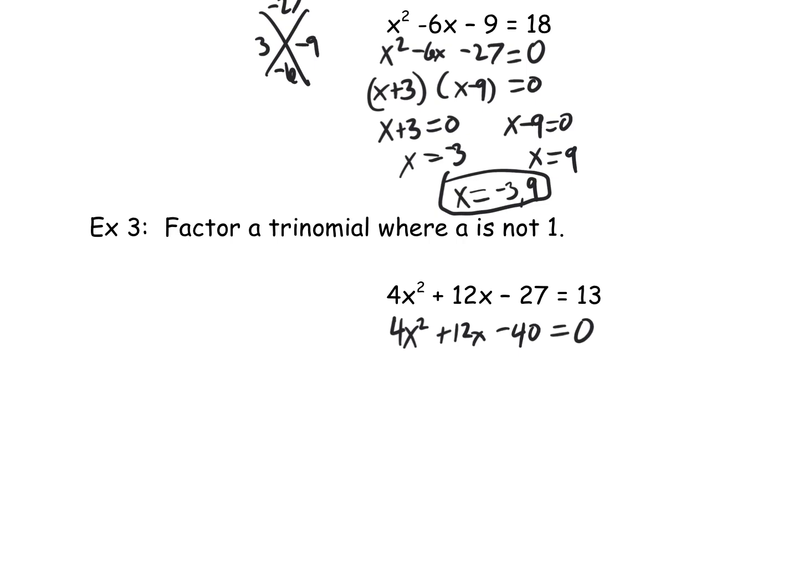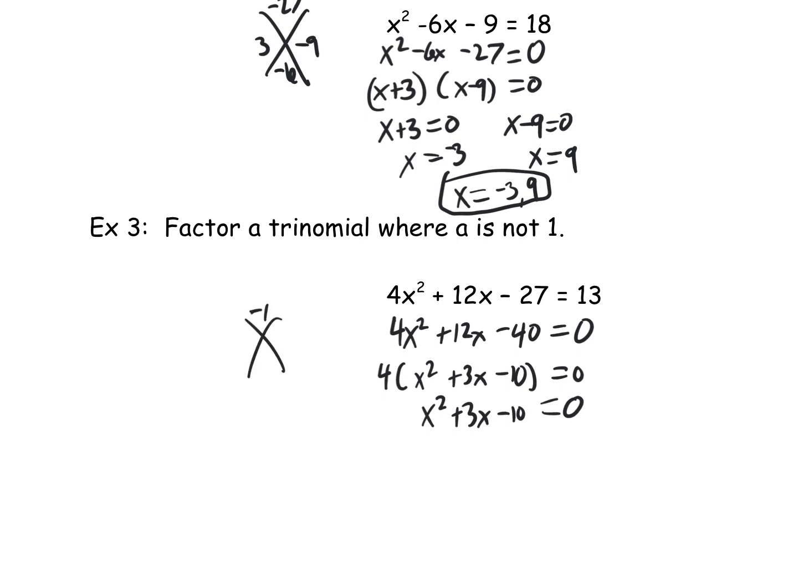And now, of course, my first step of any factoring problem is to look for a GCF. So I'm going to look for, I can divide all those by 4. So I get x squared plus 3x minus 10 equals 0. Divide both sides by 4 to get x squared plus 3x minus 10, and then 0 divided by 4, of course, is 0. So now I'm ready to factor that.